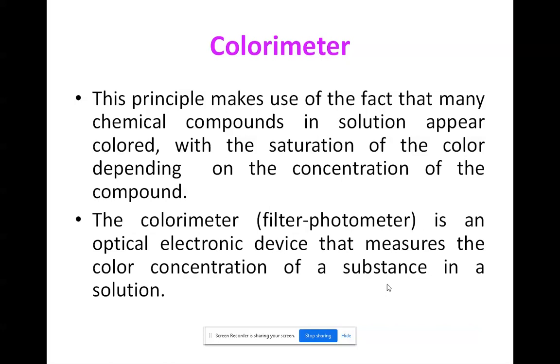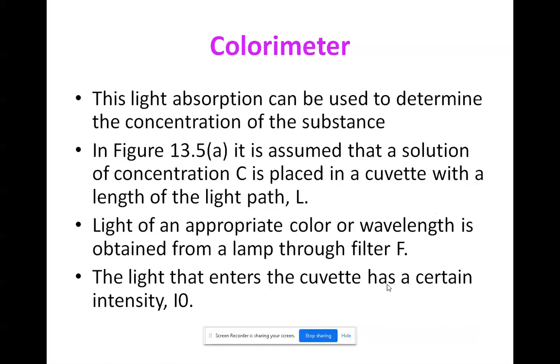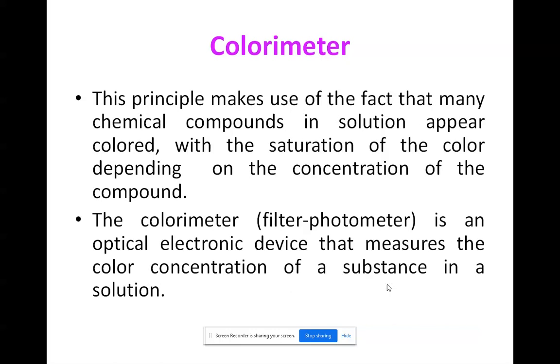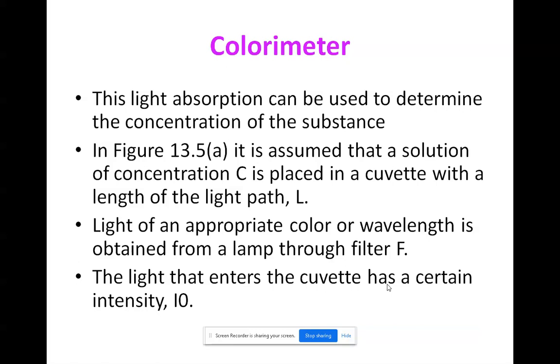So here, the solution used is nothing but blood. This light absorption can be used to determine the concentration of the substance. So here we can use the absorption technique. If you pass light through the blood, then the absorption of the light in the blood can be used for determining the concentration of the substance present in the blood.